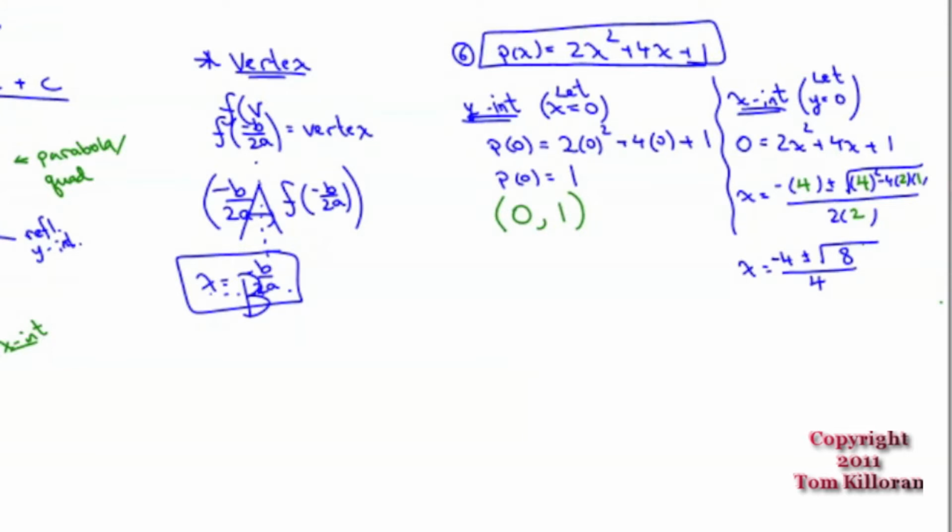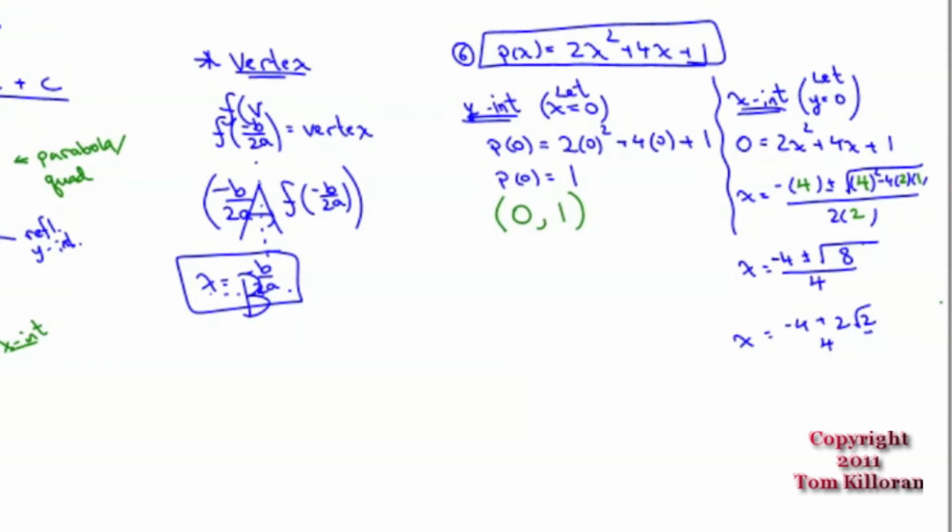Ooh, square root of 8. That's not possible to leave. What can I do with square root of 8? Pull out a 2. So this becomes x equals negative 4 plus or minus 2 square roots of 2, all divided by 4. I can't leave that. Reduce.